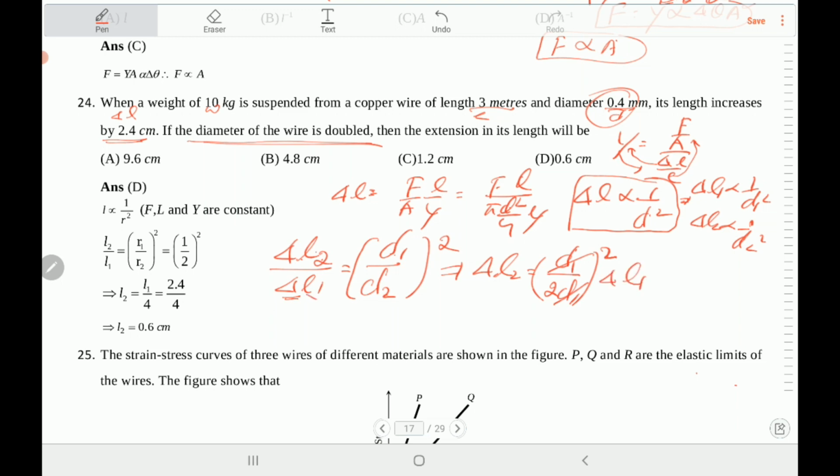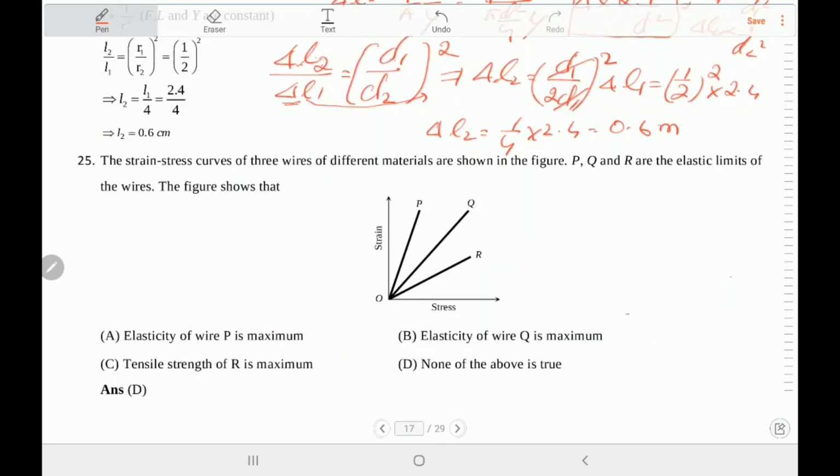And delta L1, you are transferring delta L1 to the right side. So, in the bracket you are left with 1 by 2 squared and delta L1. First case extension is 2.4 in centimeters. That's why delta L2 is 1 by 4 times 2.4. That is 6 fours are 24, 0.6 centimeters. Very simple. Within 30 seconds you can try this problem.